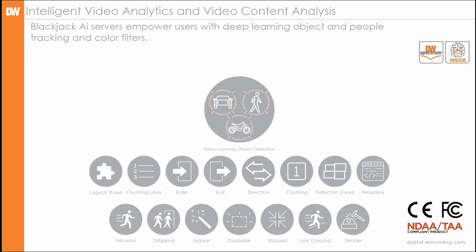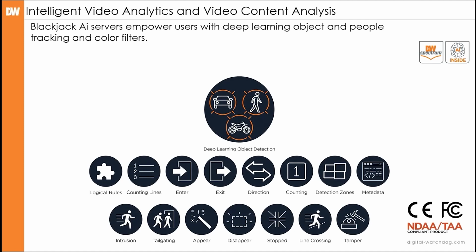Again, these are going to come with our deep learning AI, which has all these different algorithms in it. So they'll detect people, cars, and other objects, including forklifts. They'll have a color filter in them. And you also have enter, exit, direction, intrusion, tailgating, appear, disappear, stopped, and line cross, which seem the most common, line cross and intrusion.